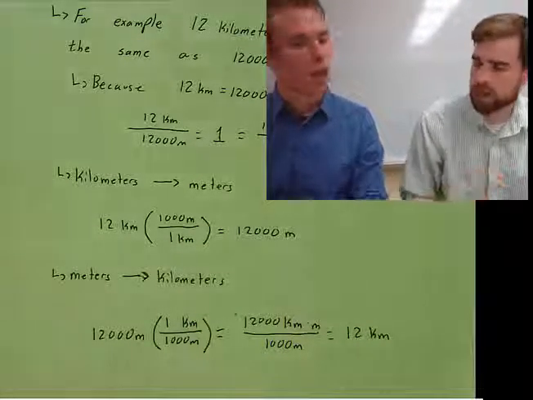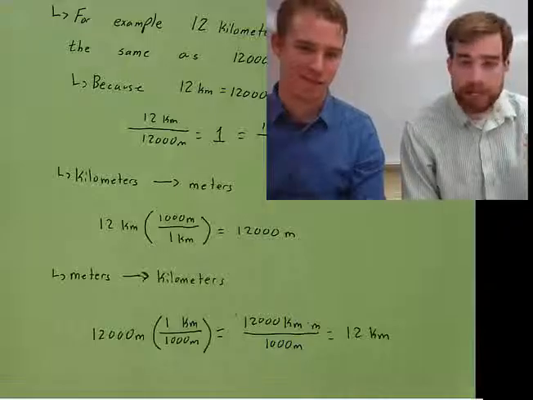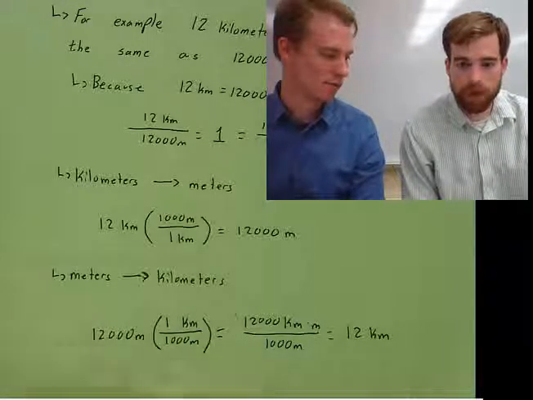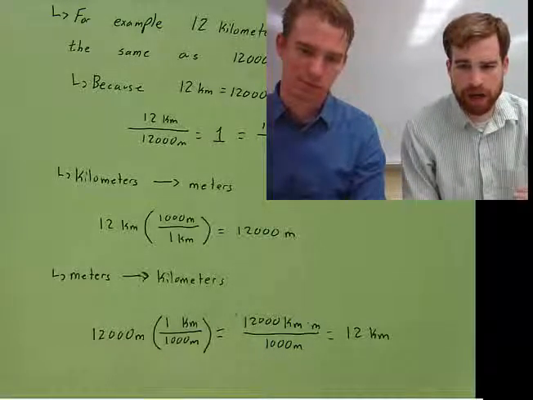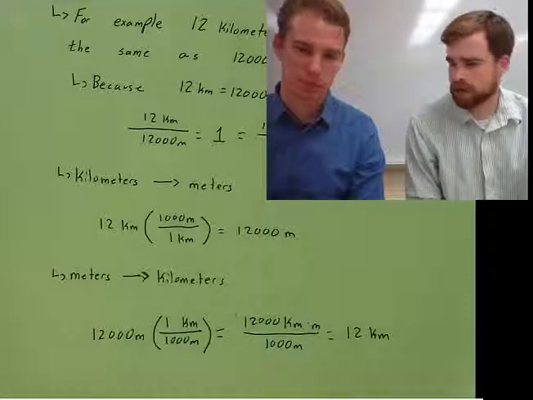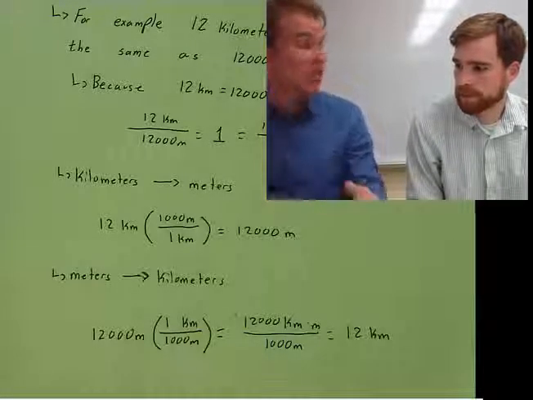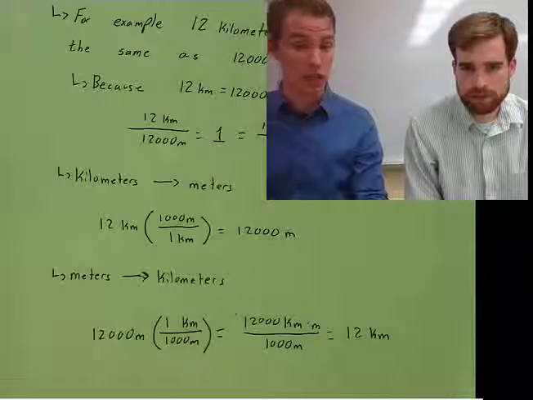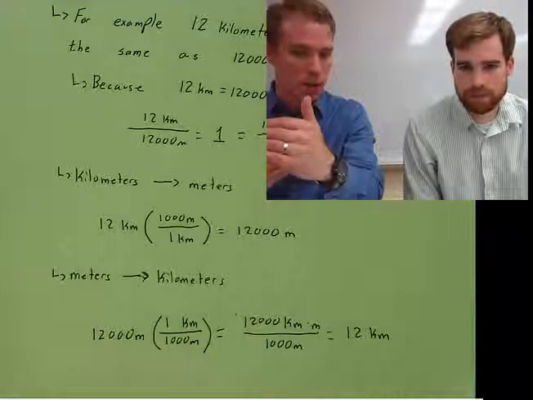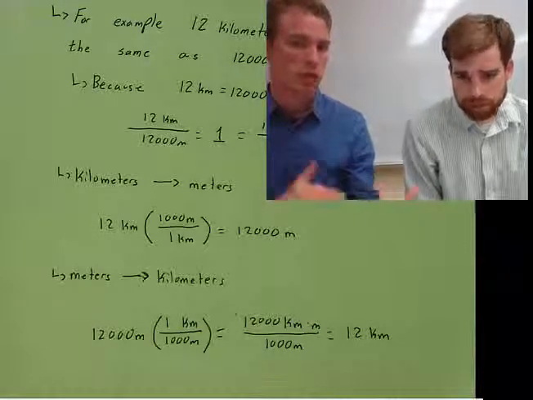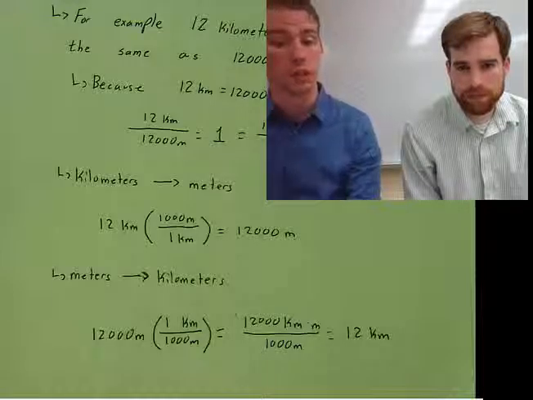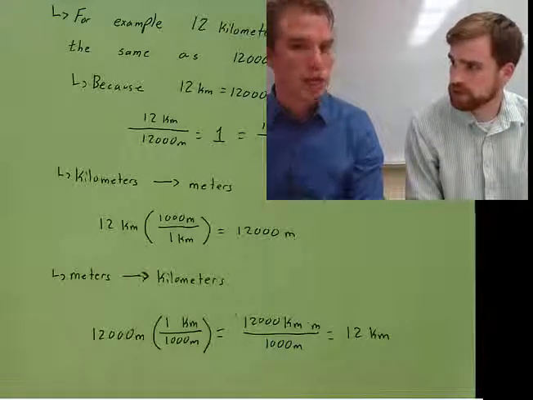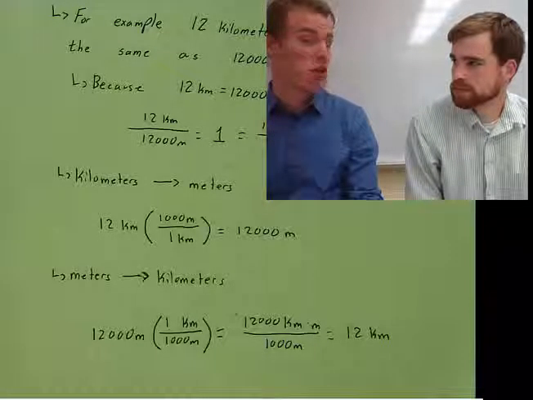Can we go the other way around? Absolutely. 12,000 meters times 1 kilometer divided by 1,000 meters. That looks like the same conversion factor. And in fact, it is the exact same conversion factor. It's just inverted, it's been flipped, because we're no longer going from kilometers to meters, but meters to kilometers. Could that be considered the inverse? It could be the inverse. We could also sometimes call it the reciprocal.